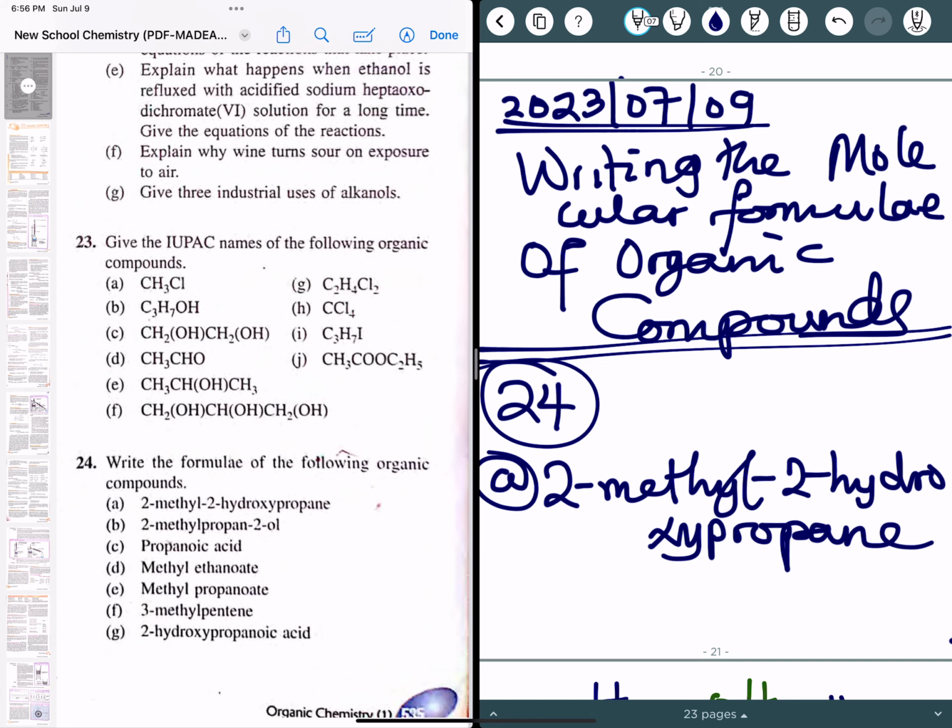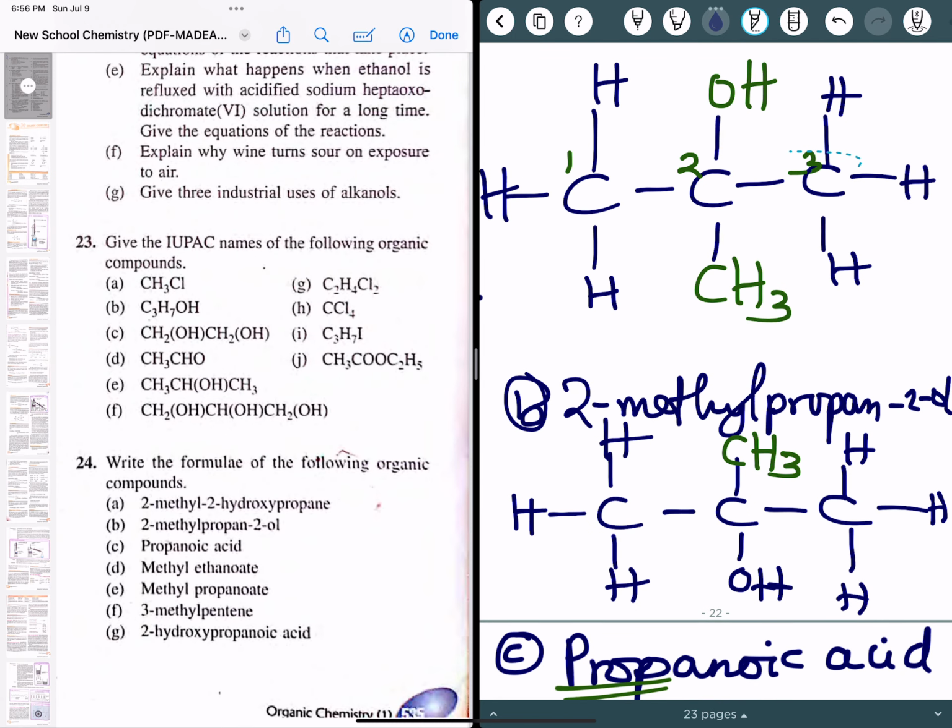In 2-methyl-2-hydroxypropane, first thing you should take note of is that the main skeleton of the compound is the propane. A hydroxy is attached on the second carbon atom, and a methyl attached on the second carbon atom. These are attachments. So when I draw the structure, I'm going to draw a propane skeleton. That's 3 carbon atoms for propane.